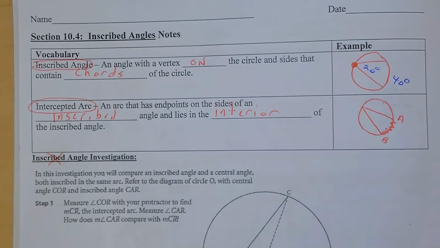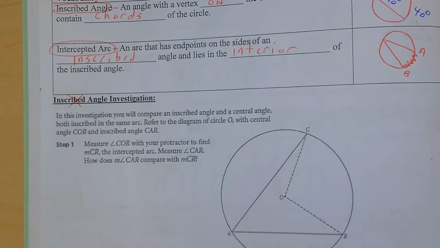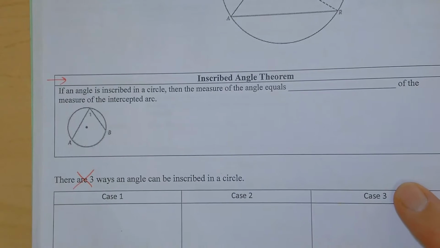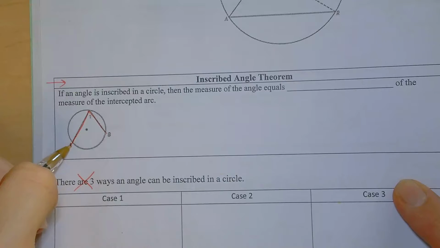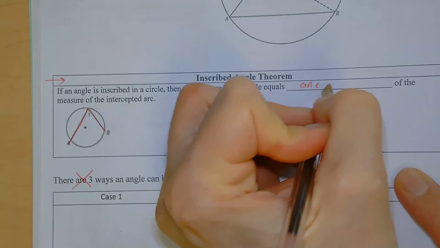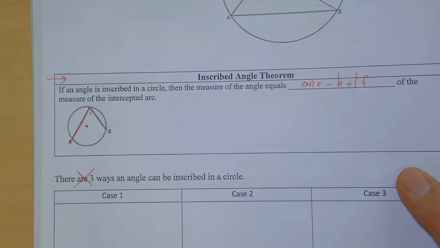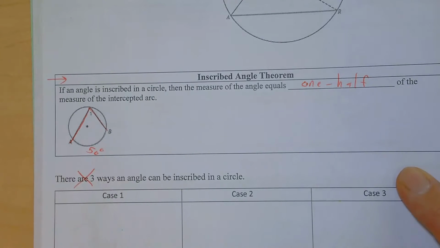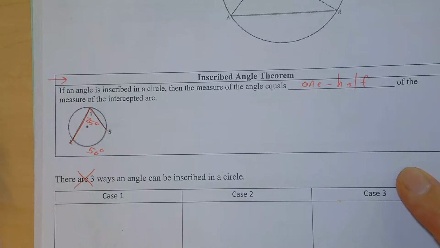In a normal time, we would take the time to do this investigation, but I'm just going to go through the inscribed angle theorem down here and skip that investigation to save time. If an angle is inscribed in a circle and the sides are chords, then the measure of the angle equals 1/2 of the measure of the intercepted arc. So let's say my intercepted arc was 50 degrees. That would make this inscribed angle 25 degrees.